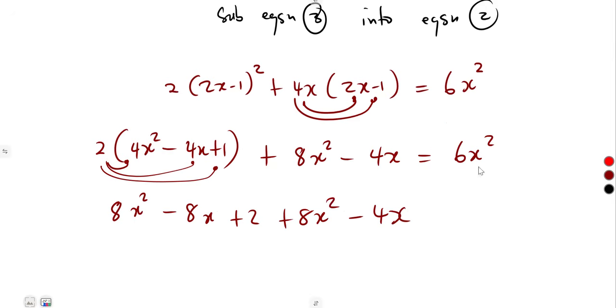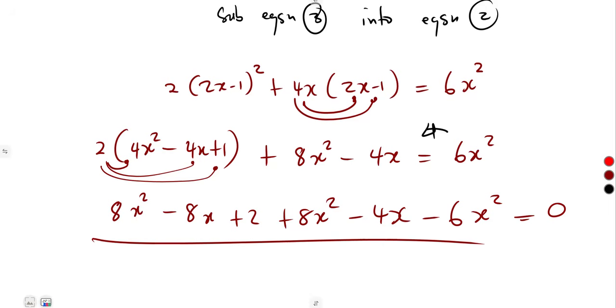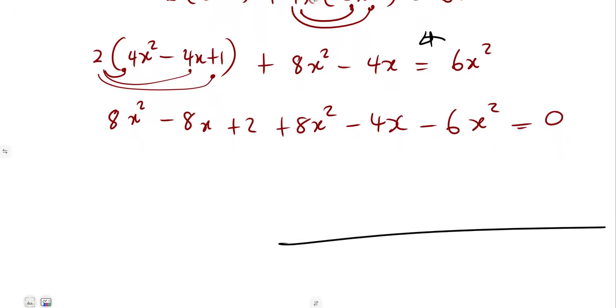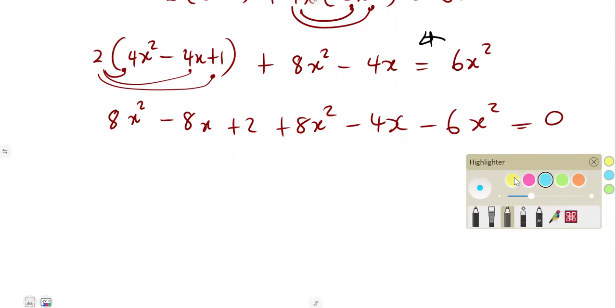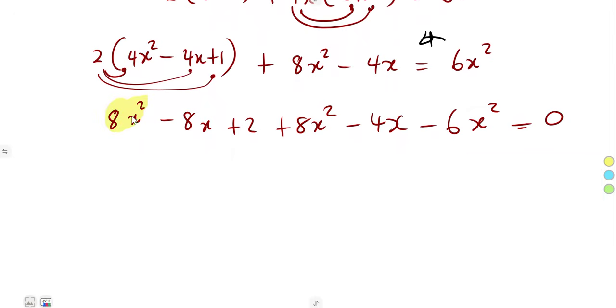Guys, why leave this? Let us just take it to the left-hand side. It's going to be negative 6x squared equal to 0. So this is what we have. Let us just simplify at once, collecting our like terms. The part of x squared: 8x squared plus 8x squared minus 6x squared. You're going to add and subtract: 8 plus 8, that is 16. Then 16 minus 6 is going to give us 10. That was 10x squared.